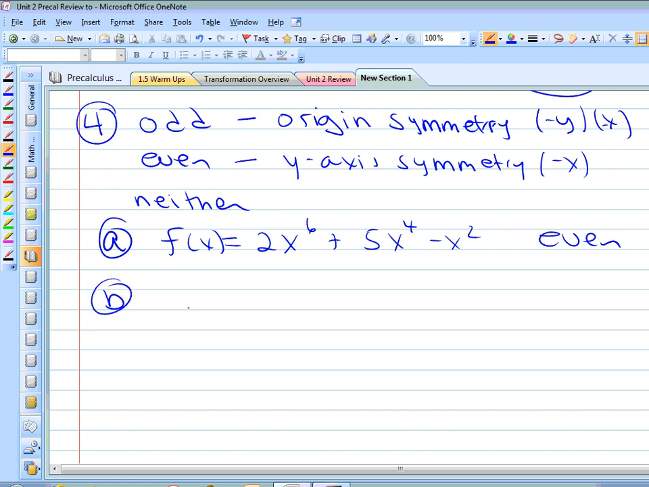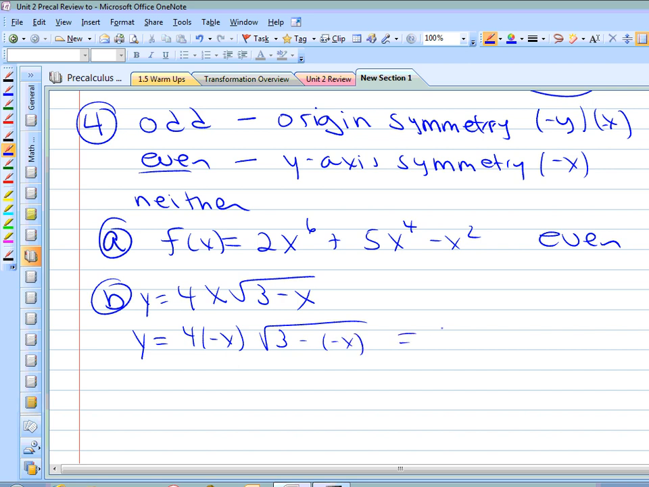For B, let's take a look. B is a little different. We have 4x times the square root of 3 minus x. And this one can be a little tricky for us. We could say y equals that. So let's think about if we want to test for even. That's the one you want to test for first. If I test for y-axis symmetry to see if it's even, I would have 4 times a negative x and then the square root of 3 minus a negative x. That would change my equation to negative 4x times the square root of 3 plus x. And that equation is not the same as the original.